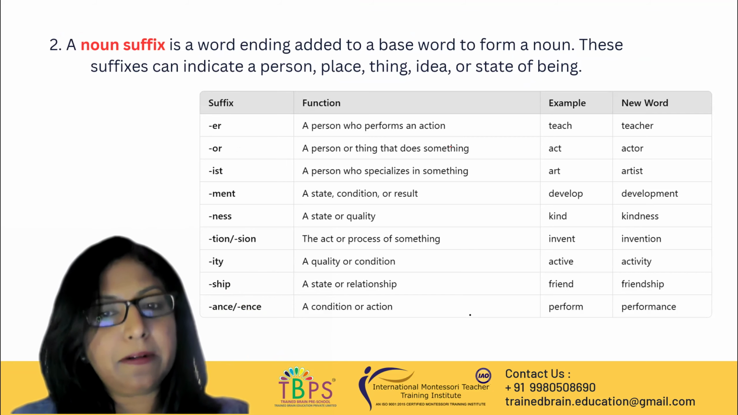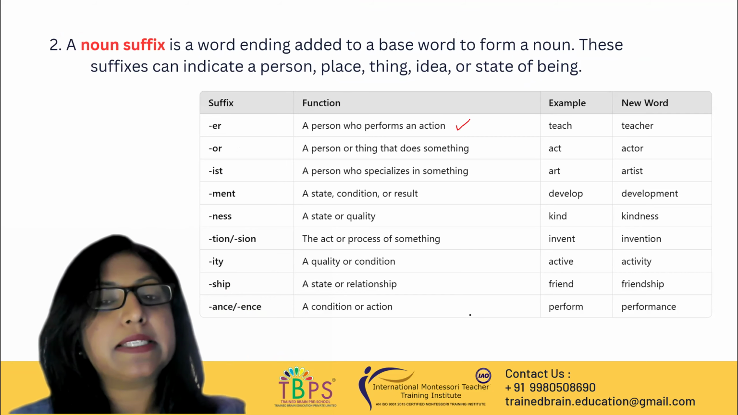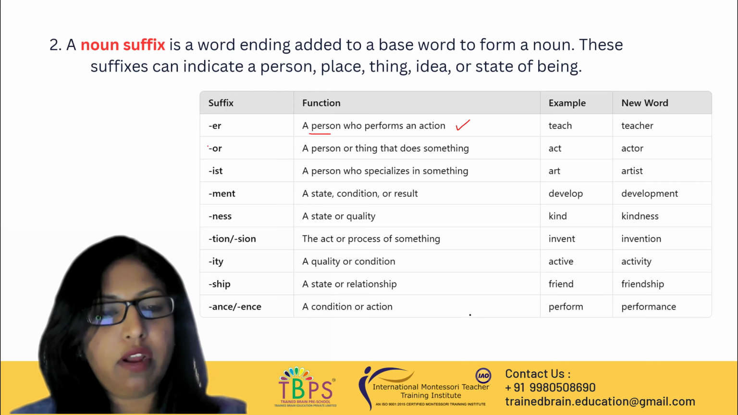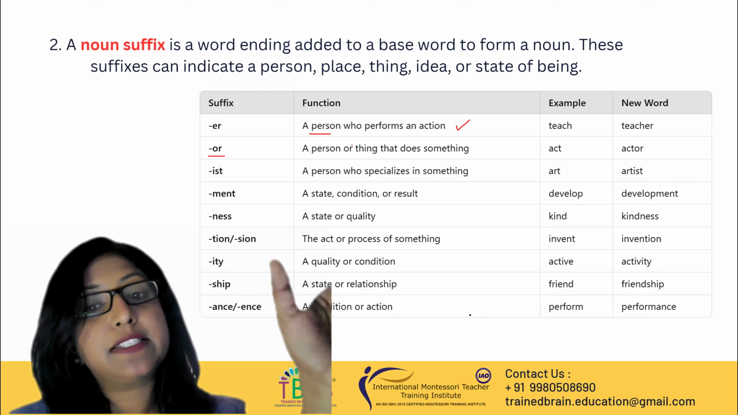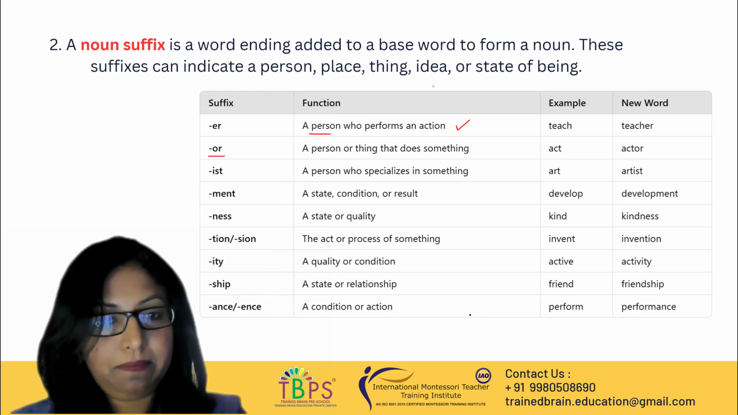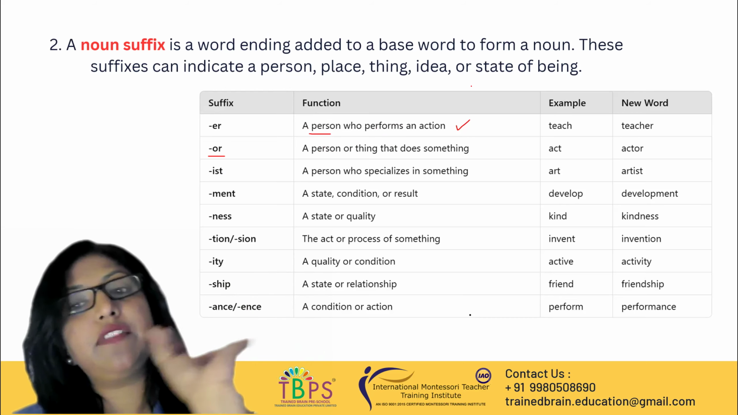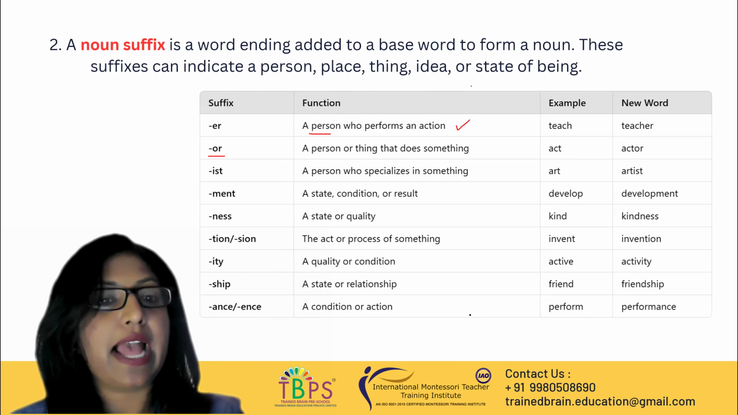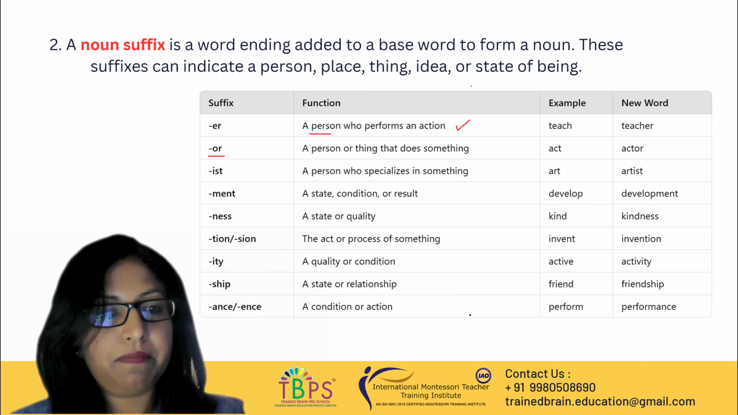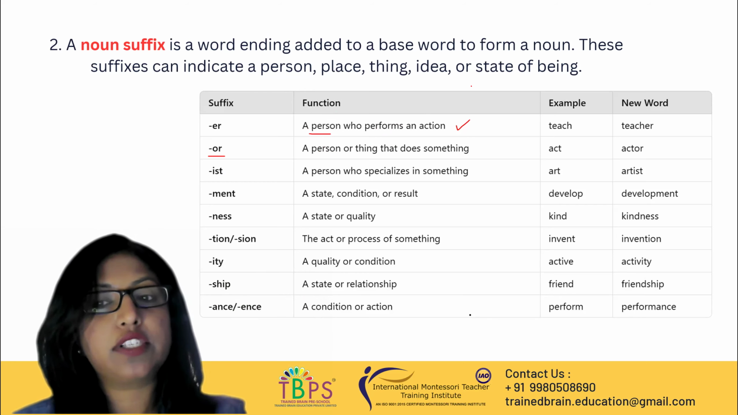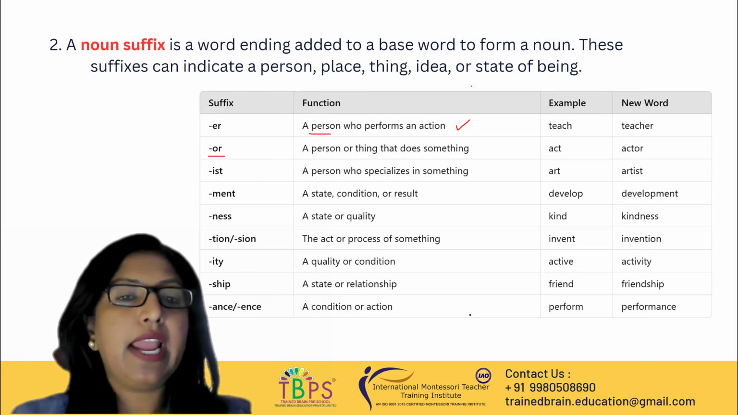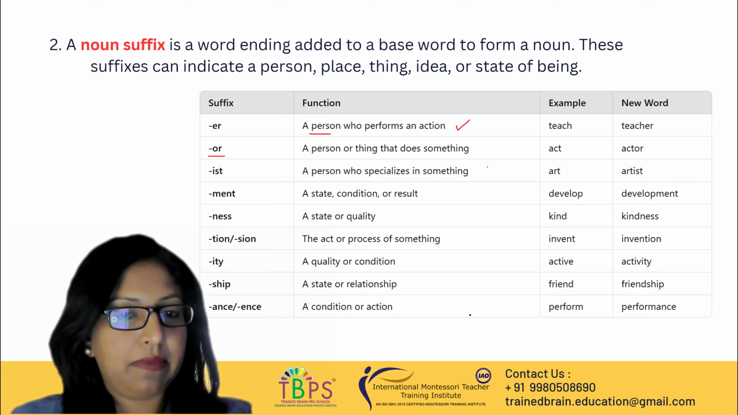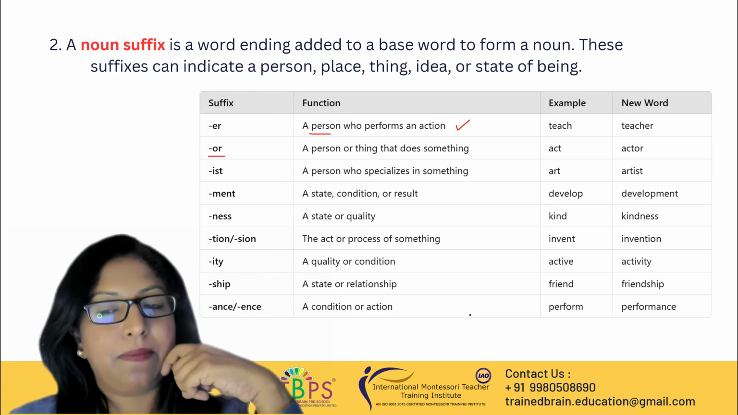When do I add an er? When a person is performing the action. Again, it's related to my noun. I would add or if a person or a thing does something. Not only for a person, even if there is a thing which is actually working on it, we can add or, like act, actor. Support, supporter.